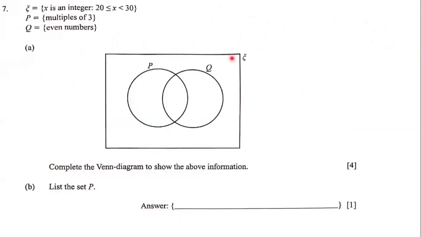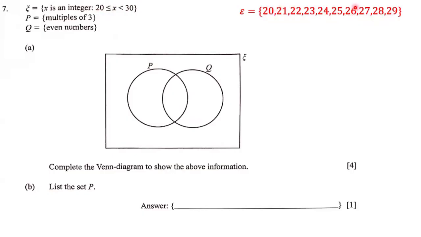Next, question 7, it says that for the universal set, we have that x is an integer where x is greater than or equal to 20 and x is less than 30. For set P, we have the multiples of 3, and for set Q, we have even numbers. And so let's list out the universal set. The universal set contains integers that are bigger than or equal to 20, but less than 30. So we're looking at the integers from 20 to 30, but we do not include 30. So we have 20, 21, 22, 23, 24, 25, 26, 27, 28, 29.